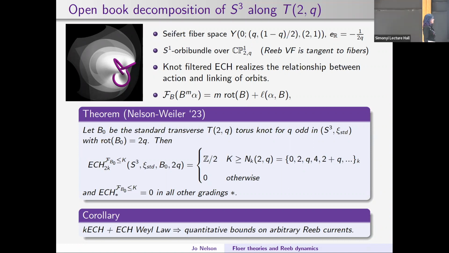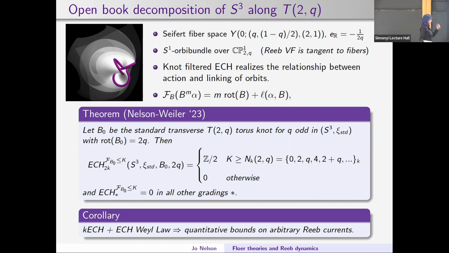What's really remarkable about not filtered ECH, in contrast to the ECH spectrum, is that the ECH spectrum heavily depends on the choice of contact form. The ECH spectrum is essentially telling you the minimal action of homologically significant generators with respect to a fixed choice of contact form. But not filtered ECH doesn't depend on the choice of contact form, provided that this binding orbit is preserved with respect to different choices of contact forms, and the rotation number of the binding is preserved.